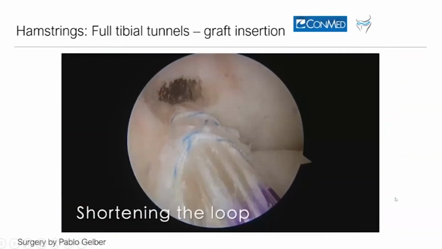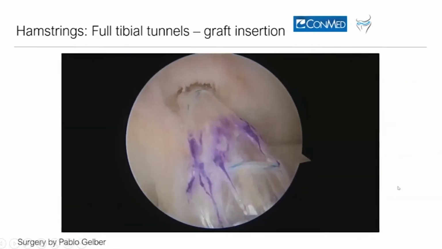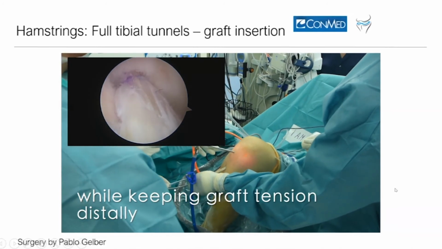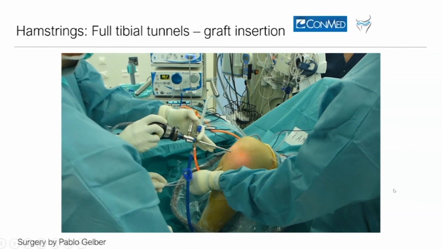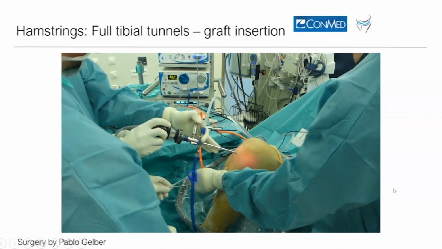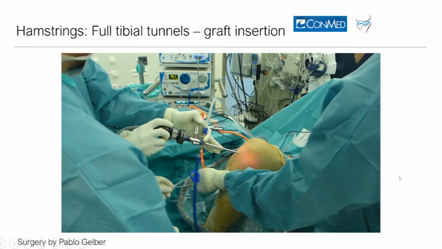Pablo pointed this bit out. His tip here, when shortening the loop and pulling it in, he likes that he does it himself. So he's pulling at the top end and then holding the suture back. So the same person has got that tension. And then this adjustable loop works without moving the button off the femur.